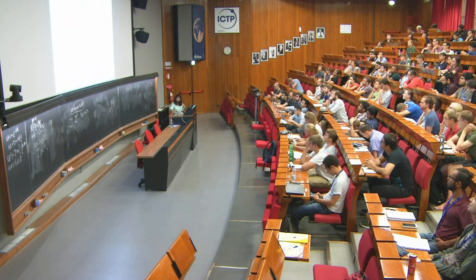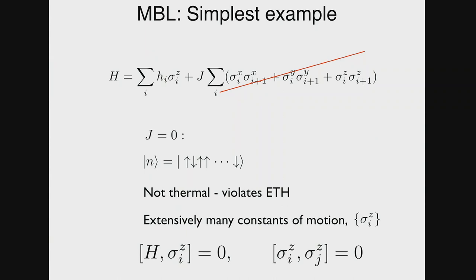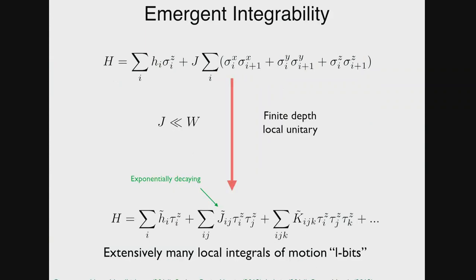So this was a very simple case with no coupling. But now, what a lot of work has shown is that MBL has a form of emergent integrability. By emergent, we mean that the integrability is not fine-tuned in any way, but as you smoothly change the parameters in your system, you smoothly change your integrals of motion and you keep getting them, okay?